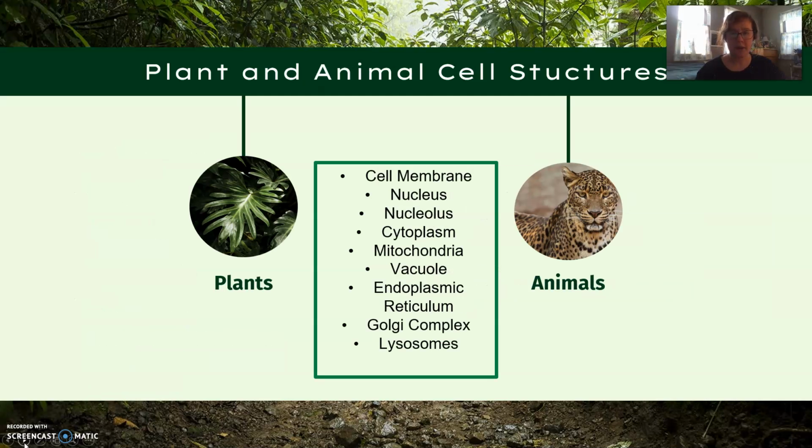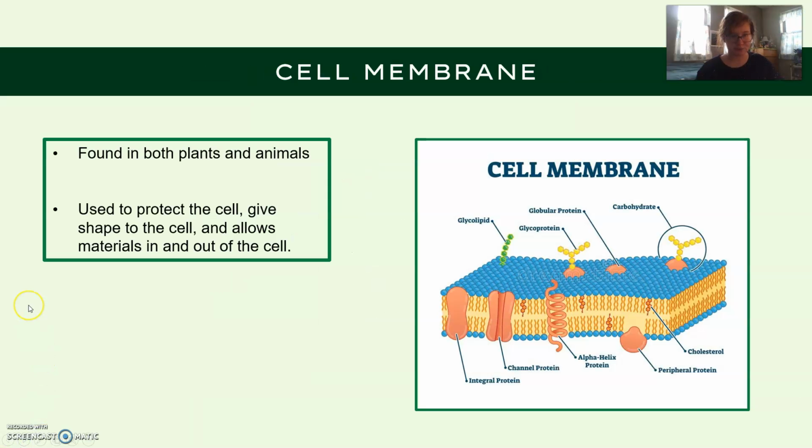First we're going to talk about plant and animal cell structures. These are structures that are found in both of them. As you can see, there's a list of the cell membrane, the nucleus, the nucleolus, cytoplasm, mitochondria, vacuole, endoplasmic reticulum, Golgi complex, and lysosomes. And they're going to be found, again, in both plants and animals. We're just going to go through these again quickly. I know we talked about this a lot, but just for review, for your sake.